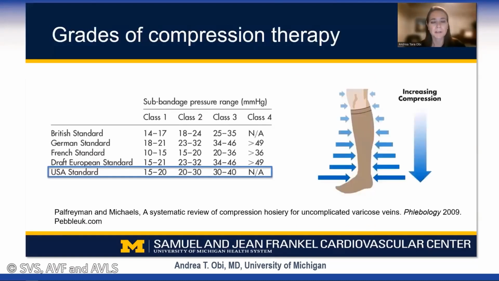Just as a frame of reference, throughout this talk, we'll talk about different classes or grades of compression therapy. And depending on where you're located in the world, these definitions may vary. So as we talk about class 2 and class 3, what we're really referring to is the USA standard, which is 20 to 30 millimeters of mercury and 30 to 40 respectively.